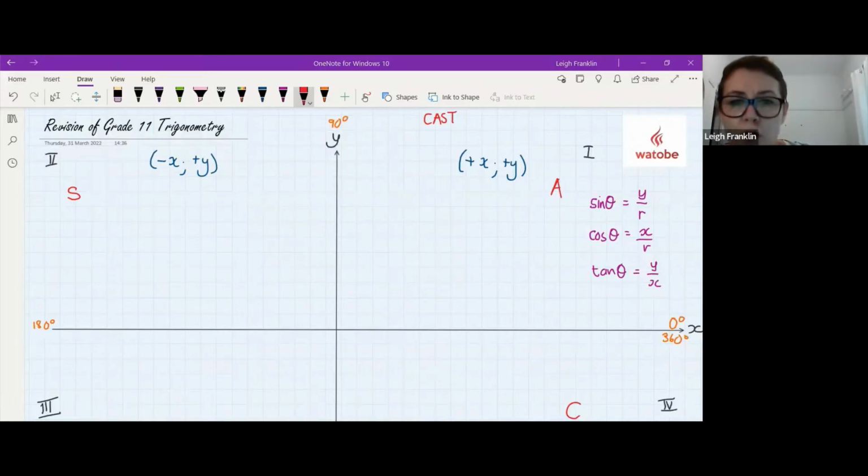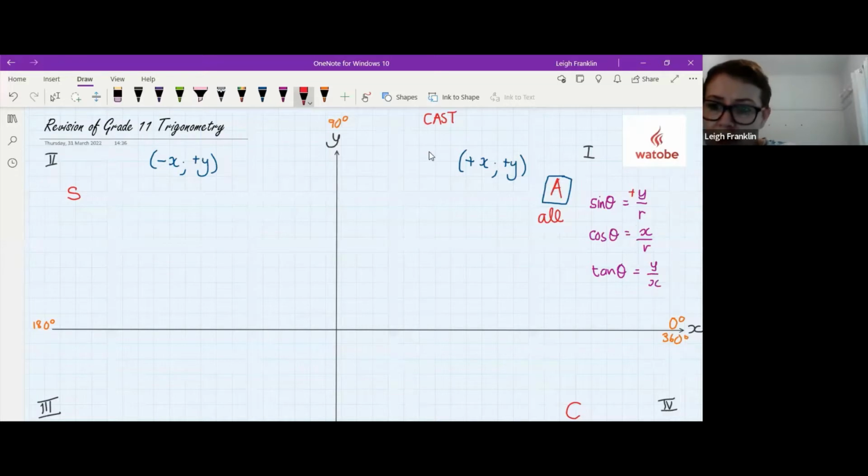All right, so you know what the CAST diagram is, and the CAST diagram is there to tell us which ratios are positive or negative in which quadrants. Well, which ratios are positive. All right, so the letter A, what does the letter A represent? It stands for the word? All. Yes, Kanyesile, that's right, all. Okay, good, you guys are saying all. Nice, lovely. And that is because x and y are positive.